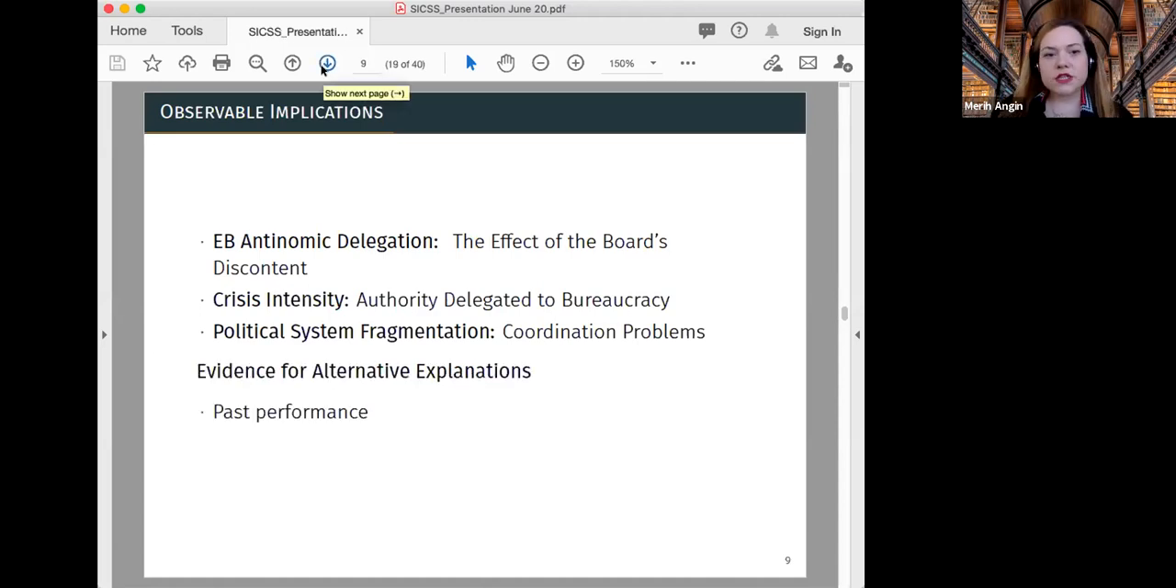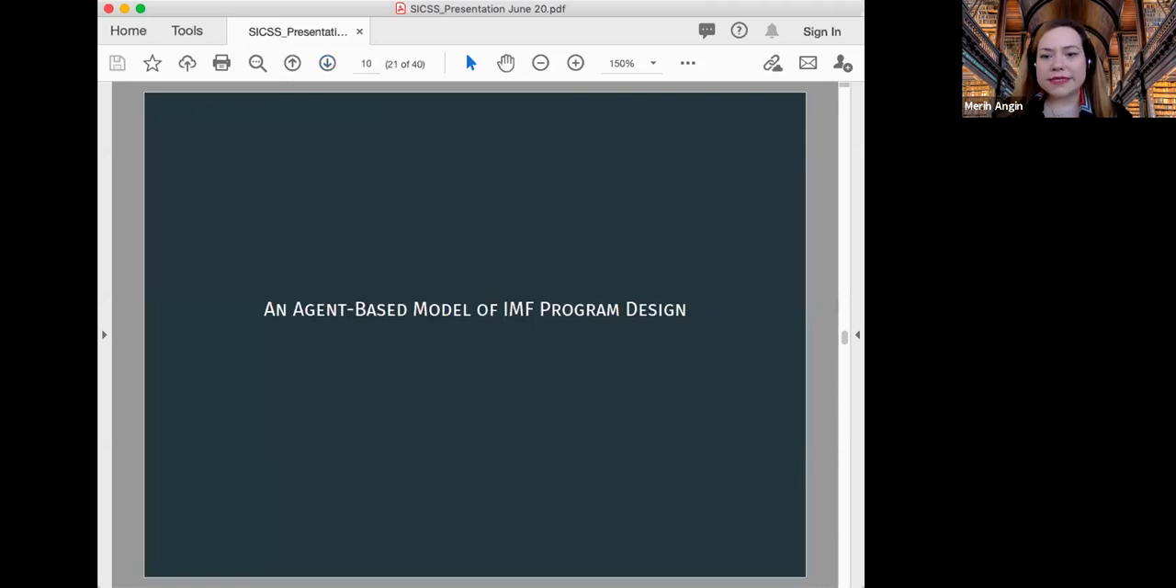So alternative explanations, obviously, to further strengthen the theory, but I don't want to bore you with so many details.